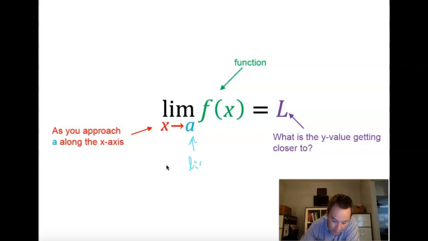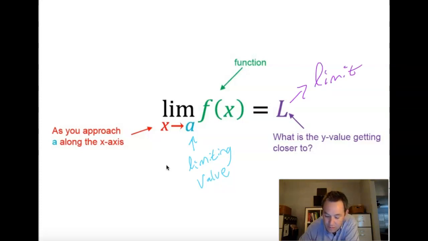This is called the limiting value. And so as x approaches that value, f of x is our function, L is our limit. So as x gets closer to a, what are our y values getting closer to? L.